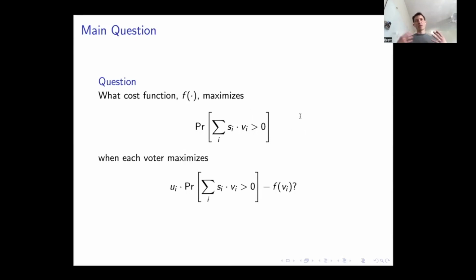So the main question we want to ask in all of this is: what cost function f, and in particular you can think of f(x) = x or f(x) = x squared, is going to maximize this probability, assuming that each voter is rational and maximizes their own utility? So we, as the platform designer, get to choose how much it costs to vote, and we want to choose one that's going to maximize the net utility.